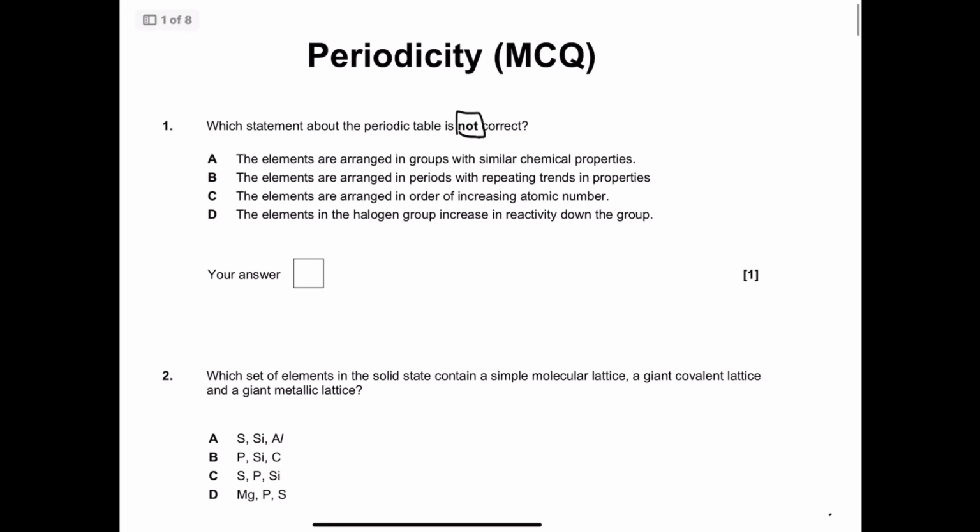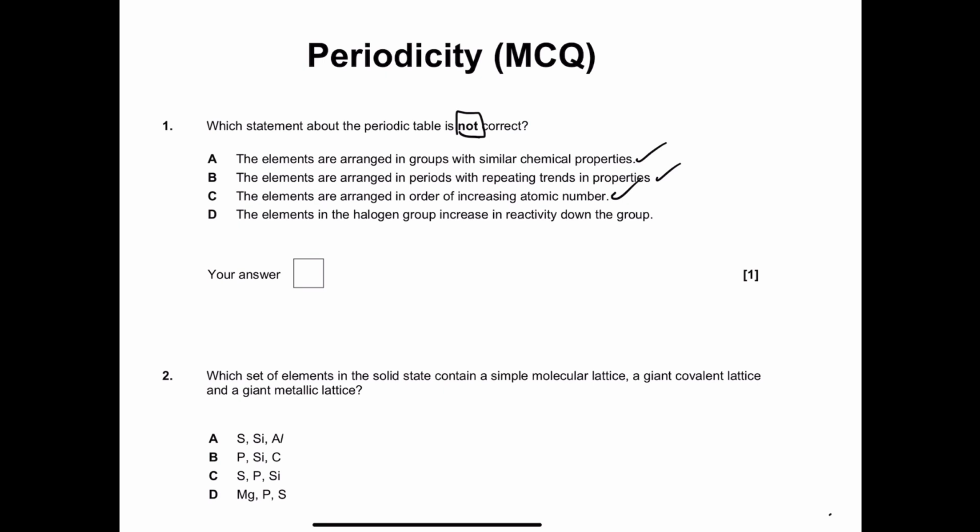That's in bold for a reason, because I imagine this year a lot of students just ticked the ones that were correct and chose them. Immediately, I'm thinking the first one looks fine, similar chemical properties. They are arranged in periods with repeating trends and properties, and they are arranged in order of increasing atomic number, as they're arranged in increasing number of protons in the nucleus. So that is increasing atomic number.